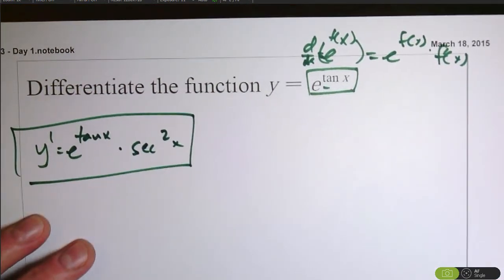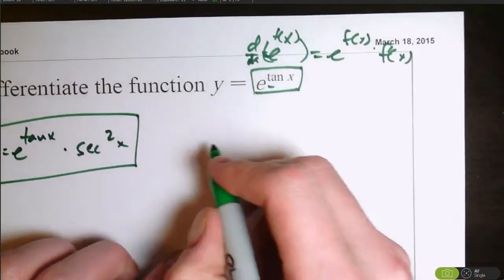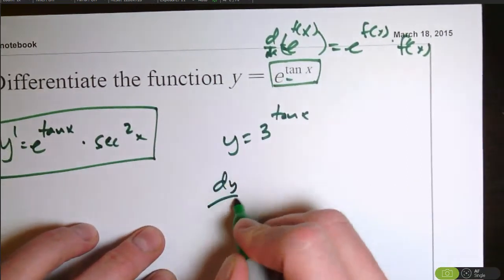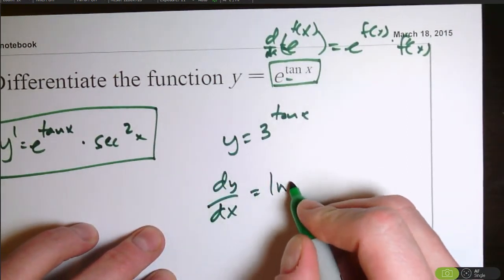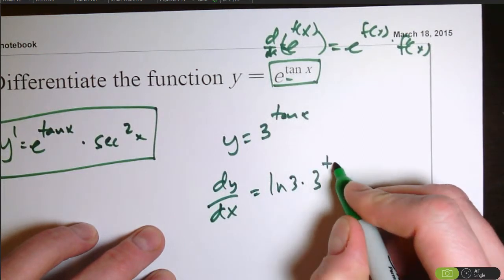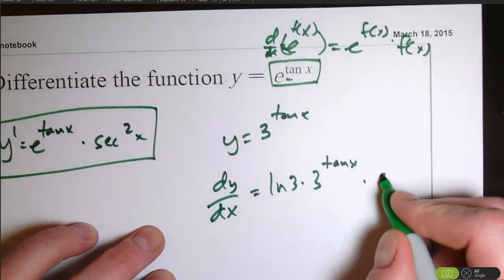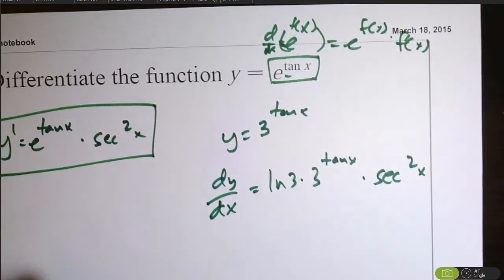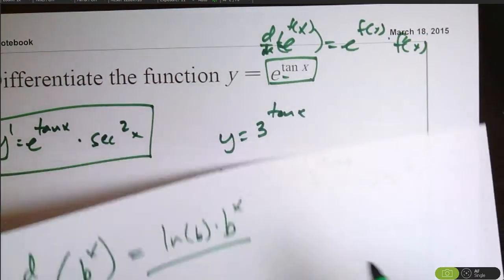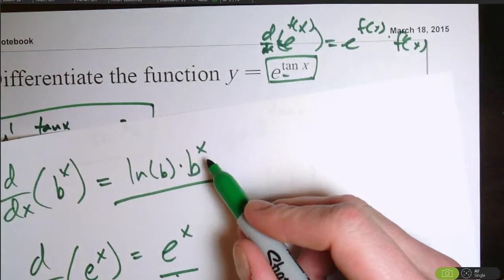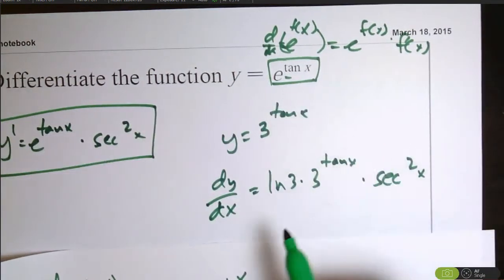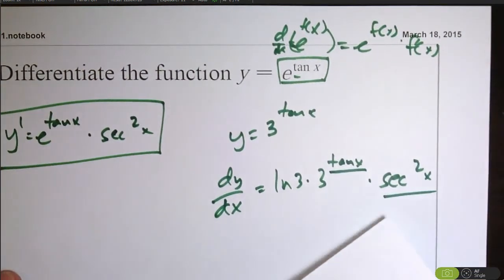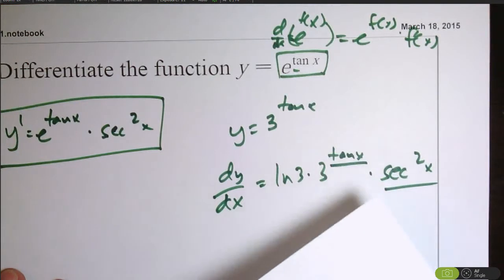That's it. Okay. If this would have been, just for the sake of argument, y equals 3 to the tangent of x, dy/dx would have been natural log of 3 times 3 to the tangent x times secant squared x. So I would have had to do natural log of the base, which is natural log of 3, times b to the x, which in this case would be 3 to the tangent x, because again, it's the original function. But then that chain rule means I got to multiply by secant squared. Again, AP doesn't seem to focus on this too much, and a lot of calc books kind of leave it out, but it is something you should at least see.